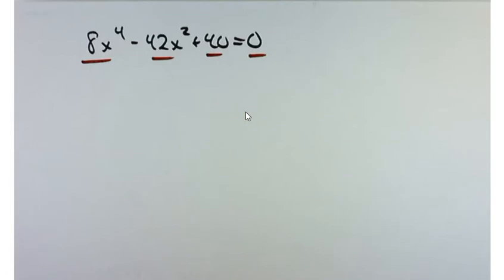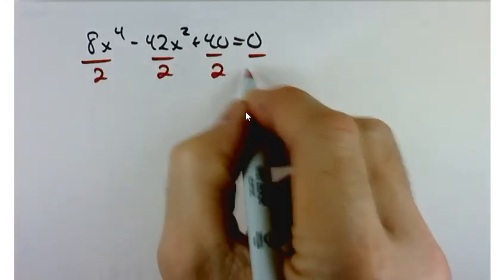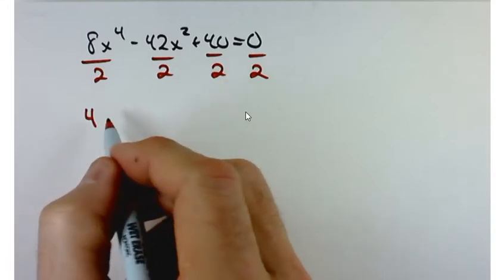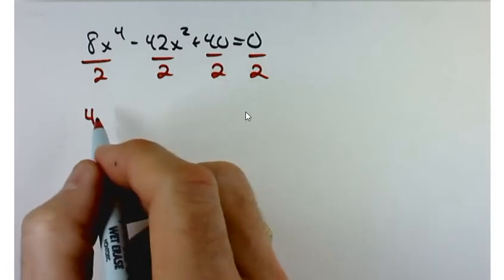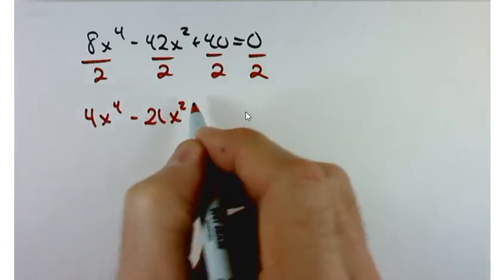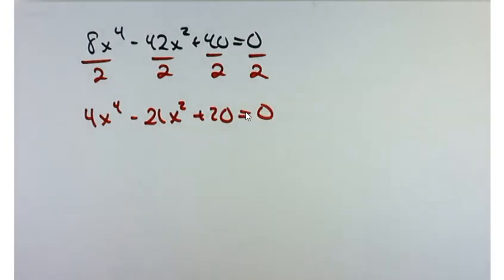So here's what we're going to do. We're going to divide everything by 2. This by 2, this by 2, this by 2, and this by 2. Why? To make the problem simpler. This is going to be 4x to the 4th minus 21x squared plus 20 equals 0. So the numbers are a little bit smaller, regardless of how you proceed. If you're using the quadratic formula or if you're factoring it, at least it's a little bit better. Not a lot, a modest amount.